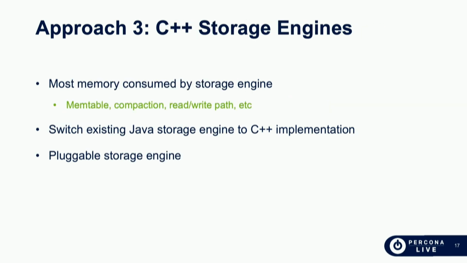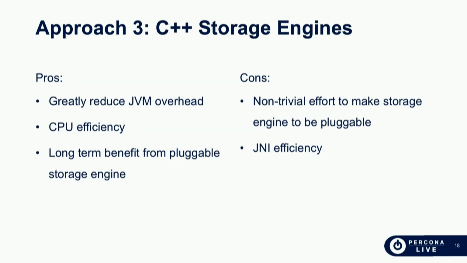So since we know the majority of the JVM overhead comes from the storage engine part, like the memtable, compression, etc., a bold idea came to our minds. Why not switch the existing Java storage engine to a new C++ based implementation, so that we get rid of the majority of the garbage created in the JVM, which also means we will make the Cassandra storage engine pluggable. So this is the third approach.